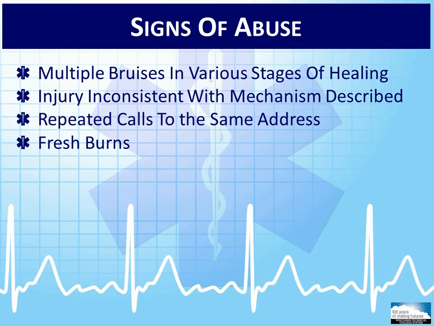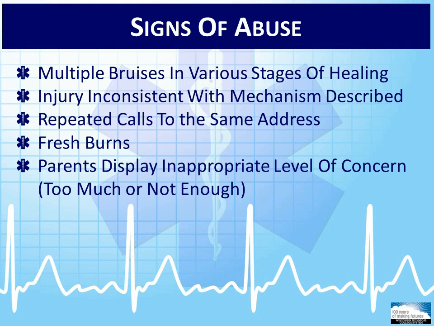As noted previously, accidental burns in children can be common. Burns that leave grate or grill imprints, numerous cigarette burns, or circumferential burns to the extremities or buttocks, however, are typically intentional. If parents or caregivers seem inappropriately concerned or, on the other hand, have minimal interest in what is happening to the child, the EMS provider should also take note.